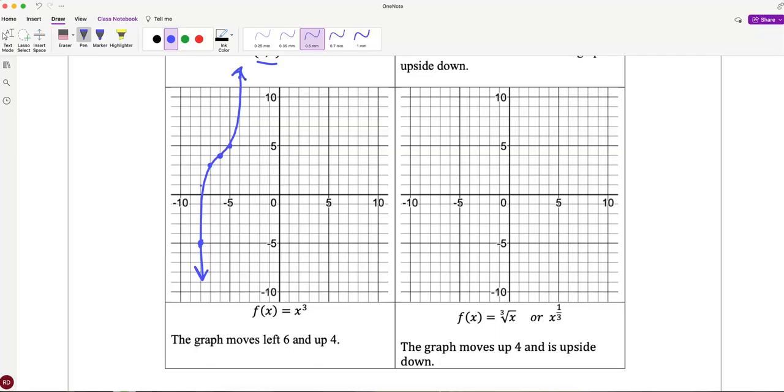If I look at the next one, the cube root of x, I want to move the graph up 4 and upside down. So keep in mind the pattern for the cube root. Normally I would go over 1, up 1, over 1, down 1. This is the one that's going to be horizontal. So if it's upside down, instead of going over 1, up 1, I go over 1, down 1, left 1, up 1. And this is the one that looks horizontal, so it looks like this.